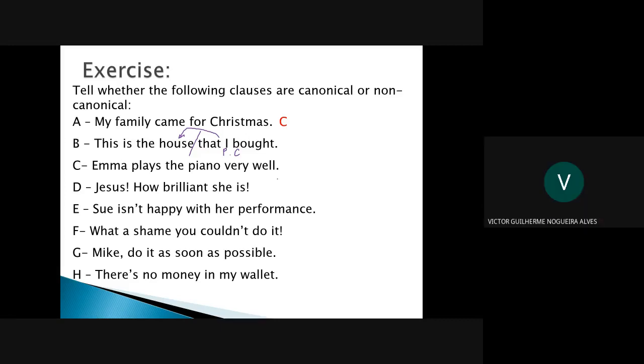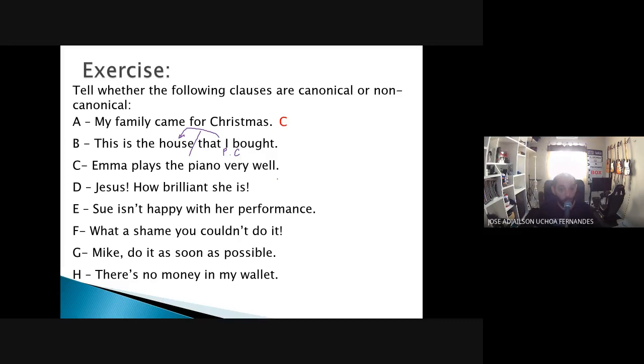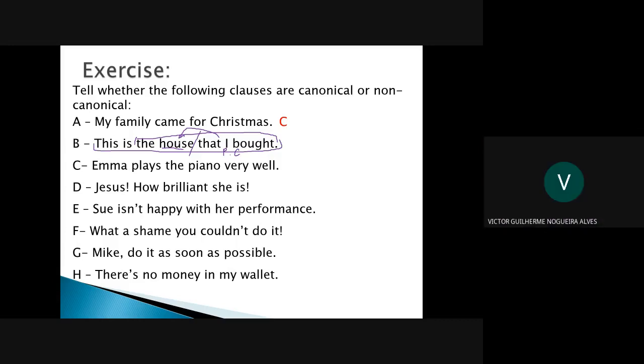Which house is it. And if it's a complement, this structure is a clausal structure. I have only one clause here because the second supposed clause is not really a clause. It's part of the noun phrase, the house that I bought. Here I have a noun phrase whose head is house, the noun house. And that I bought is specifying the noun house. Taking all these considerations into account, is this canonical or non-canonical? Non-canonical.